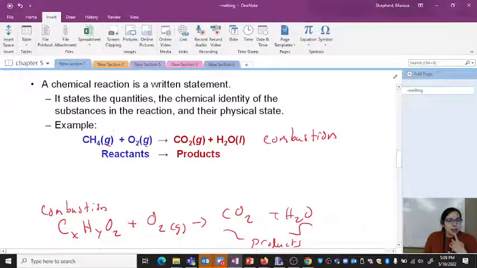And so that's all we've done here. Methane's a gas, so you have a G. Oxygen's a gas, so a G there. Carbon dioxide's a gas, and then water is a liquid there.